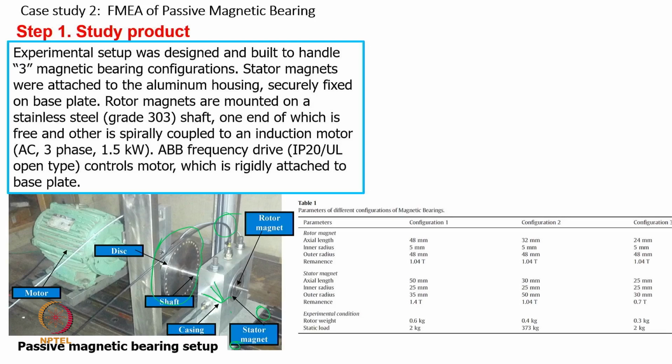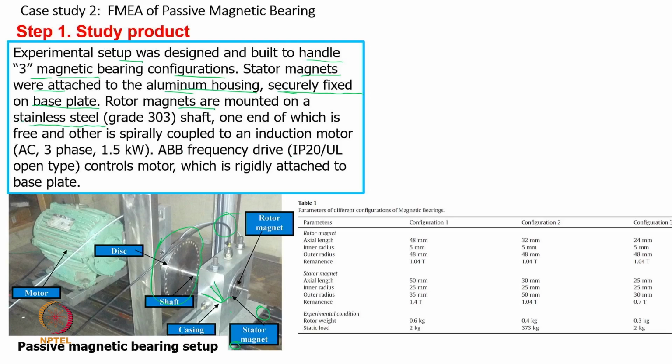So, what is this experimental setup? In this case the experimental setup was designed and built to handle the 3 magnetic bearing configurations which I mentioned. Stator magnets were attached to the aluminum housing. In this case we have used aluminum, it can be stainless steel also. Aluminum is a better option. It should be securely fixed on the T channels, which are on the base plate. And the rotor magnets were mounted on a stainless steel.